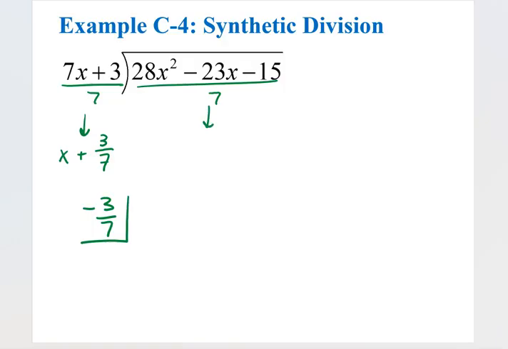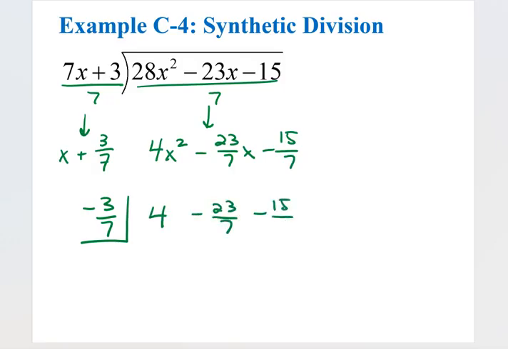All right, then you're going to divide everything by 7 here. It's going to give you 4x squared minus 23/7 x minus 15/7. So those are your coefficients. So 4 goes here, negative 23/7 goes here, and negative 15/7 goes here. So there is my setup for synthetic division, and then we're just going to go through the process.